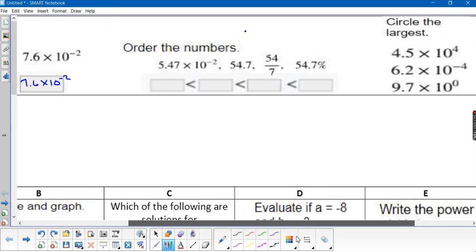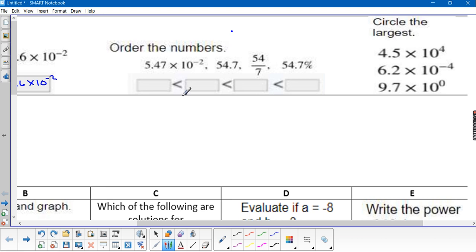Slide over to the one here in the middle. We're ordering numbers again. You see the less than signs. We're going from least to greatest here. We've got scientific notation, a regular decimal, an improper fraction, and a percent. So I think the best thing to do is set up four decimals here so we can line them up and compare them as we go.